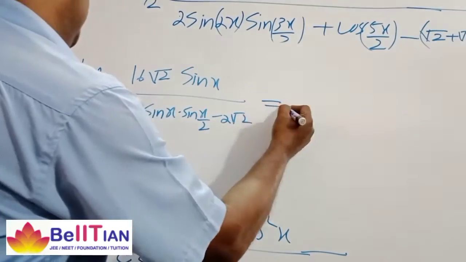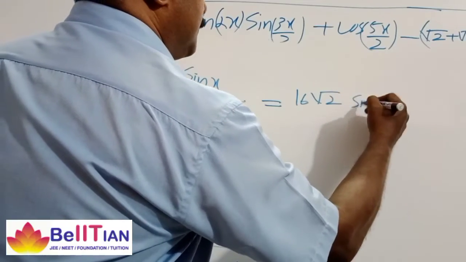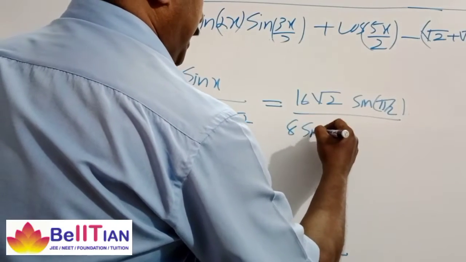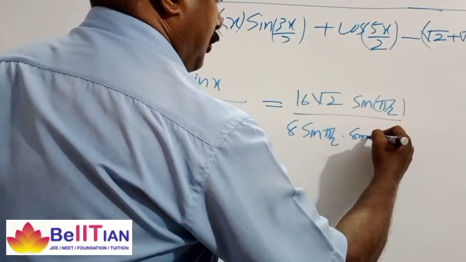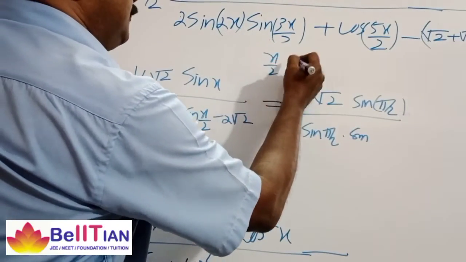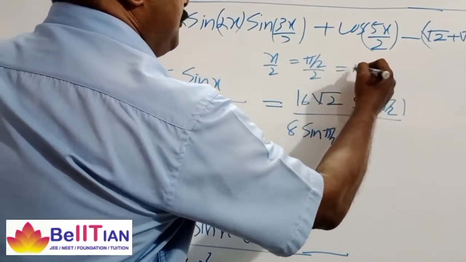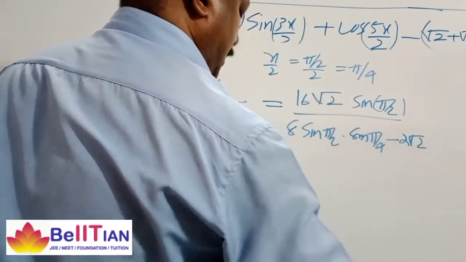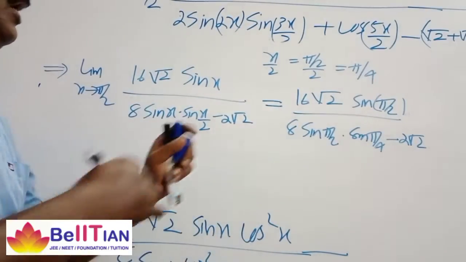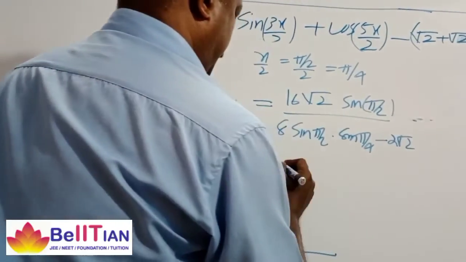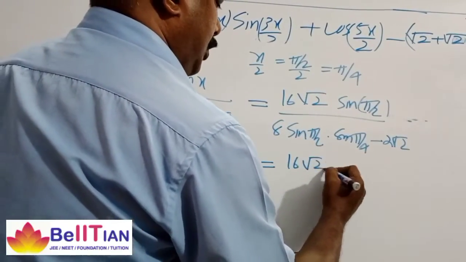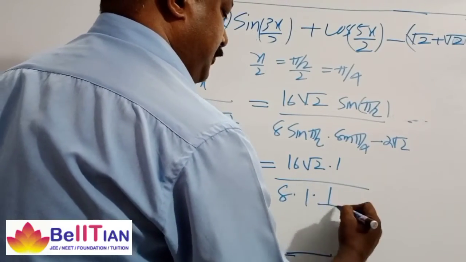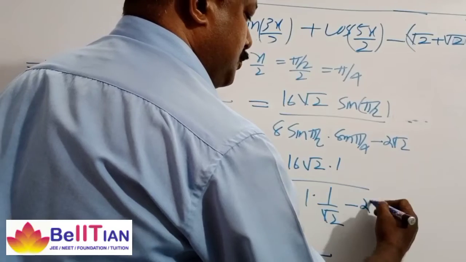So now this is equal to 16 root 2 into sine of pi by 2 divided by 8 into sine of pi by 2 into sine of x by 2. Here x by 2 is equal to pi by 2 divided by 2, that is pi by 4, sine pi by 4, minus of 2 root 2. Isn't it? So I write this is equal to 16 root 2, and you all know that sin pi by 2 is equal to 1, divided by 8 into sin pi by 2, which is 1, into sin pi by 4, which is 1 by root 2, and this minus of 2 root 2, isn't it?